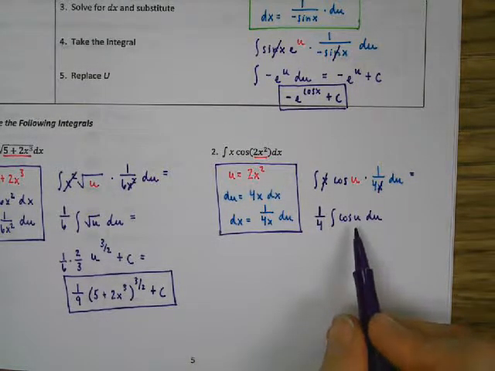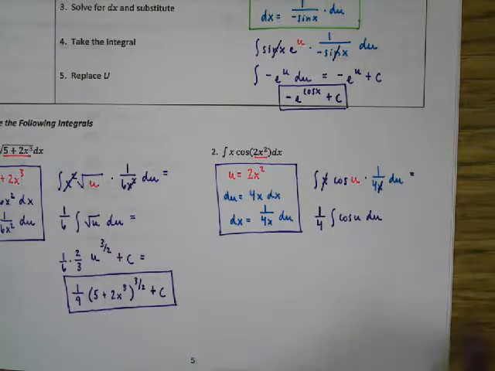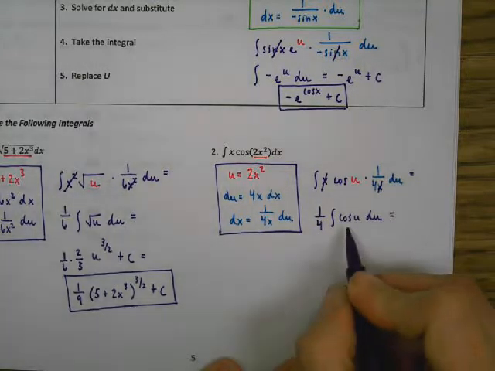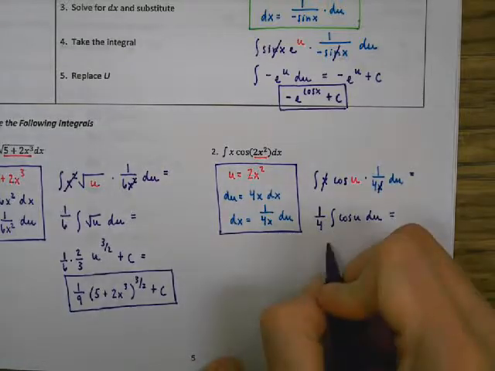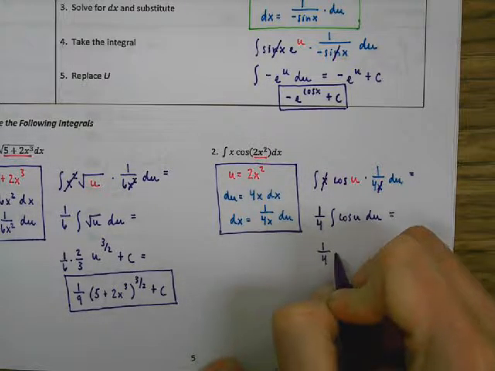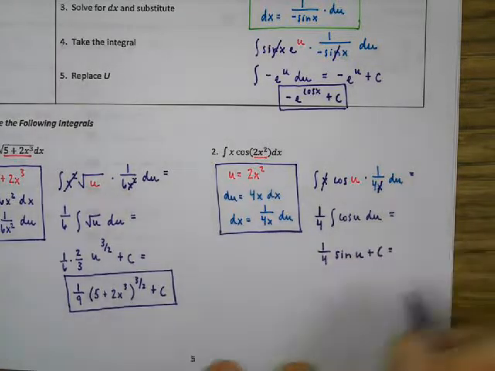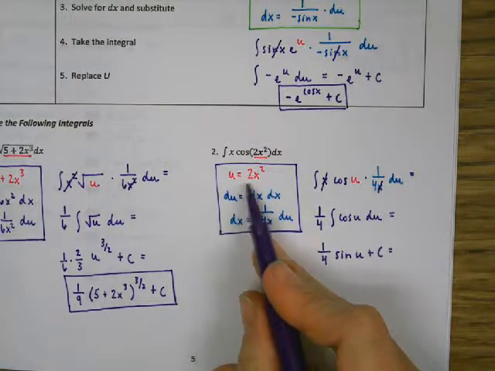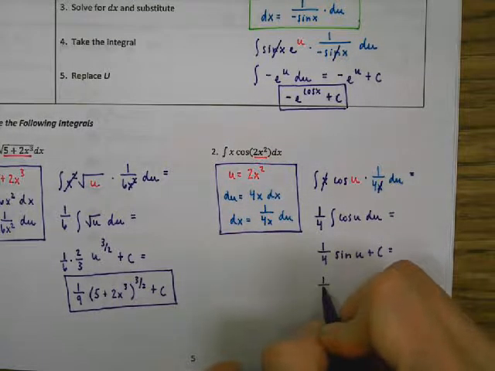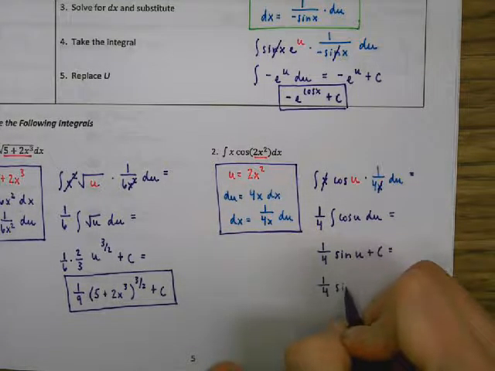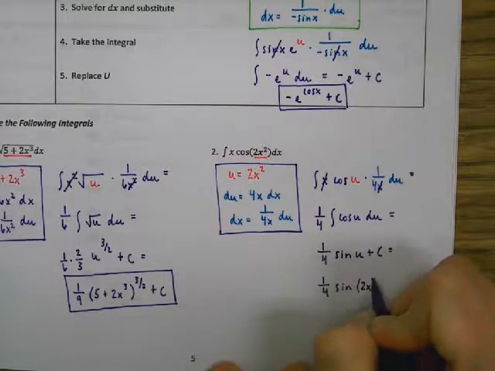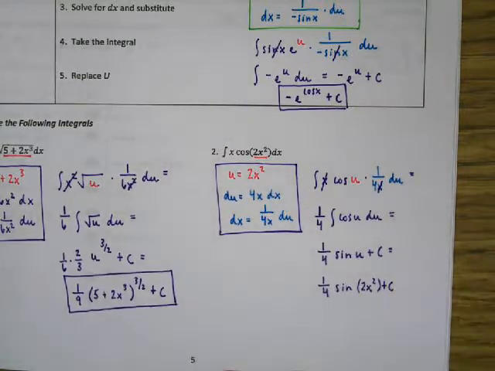Again, now we're back to something much, much easier to antidifferentiate. I know the antiderivative of cosine u is just sine. So I have 1/4 sine of u plus c. And we're going to go back now and plug in our u. So I have 1/4 times the sine of 2x squared plus c.